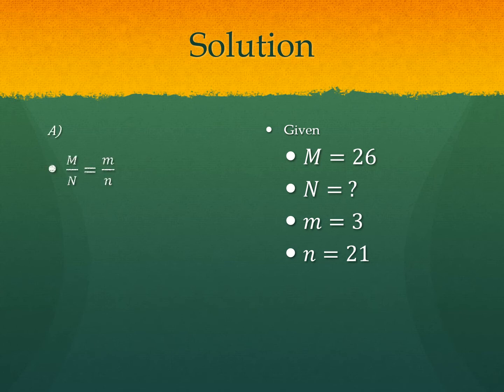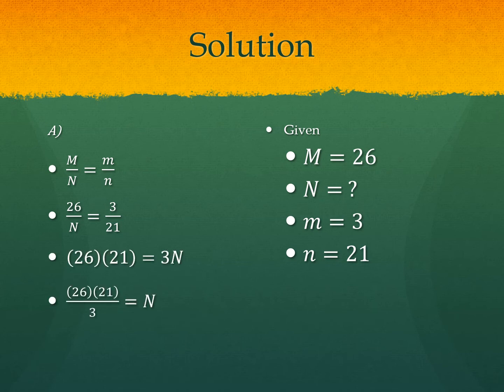So the calculation is capital M over capital N equals lowercase m over lowercase n, or 26 over the total number in the population, so that's capital N, equals 3 over 21. Well, now we're just going to rearrange. We cross multiply, and we divide, and we get our capital N value, about 182 toads. So we would estimate that there's approximately 182 toads in this area.